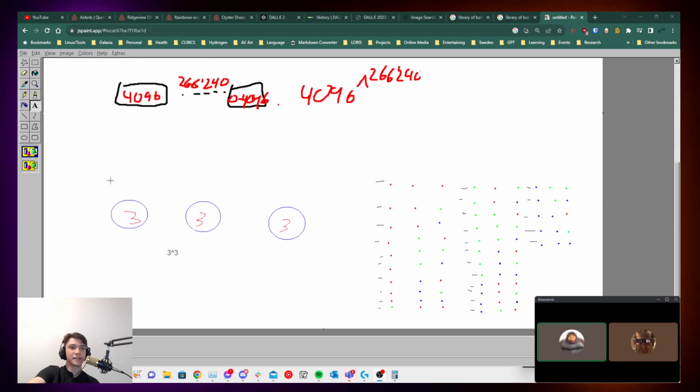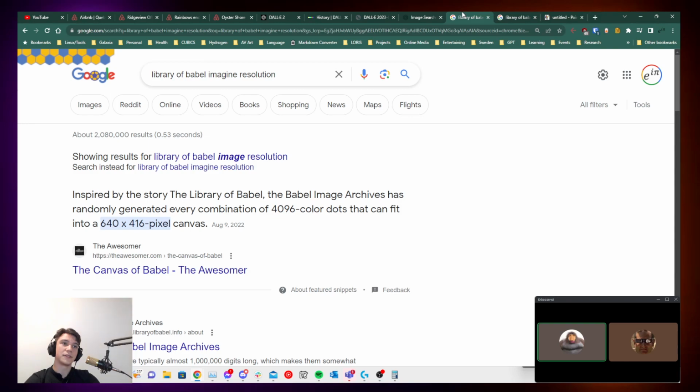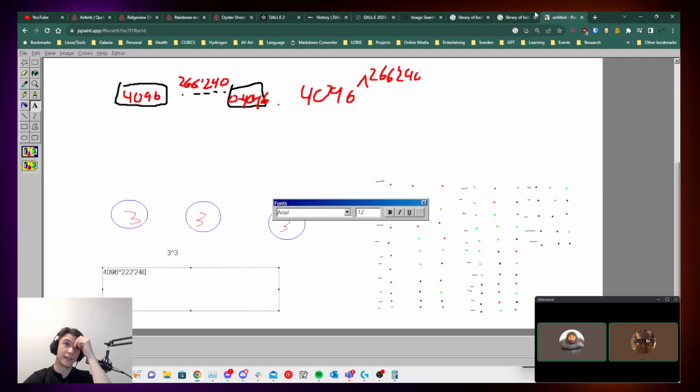So I'm willing to accept that this is how we calculate combinations. So if instead of 3 colors, there's 4096, right? What was the number? It was 27. Yeah, it's 3 to the 3. So I would accept that 4096 to the power of 266,240 or whatever would be the amount. That seems about right. What was it, 640 by 416? Yeah, that makes sense. That's an absolutely unfathomably large number.